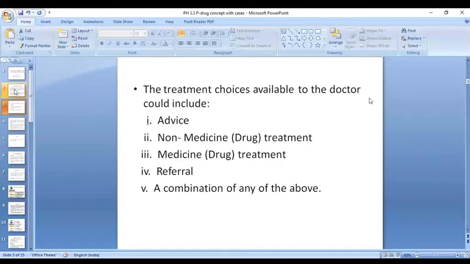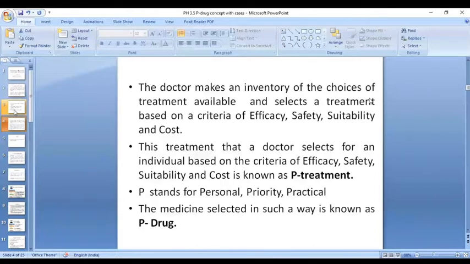Now, coming to how you select the P treatment. As I said, doctors tend to make an inventory of the treatment choices that are available. Like I've said, there could be advice, non-medical treatment, a referral, or a combination of these. So these are the 3 or 4 options, and there could be a fifth option also for you.